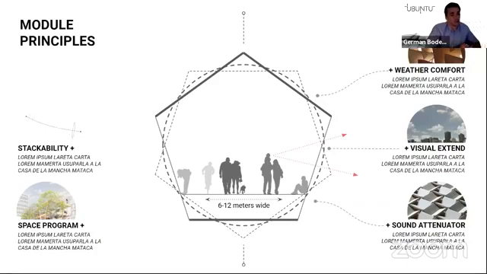So we want this module to be able to protect us from the weather, to be able to open itself to the visual extent, also at the bottom to protect us from the noise coming from the railway, and also, as you can see on the left side, to be able to grow wide or narrow when the space requires.